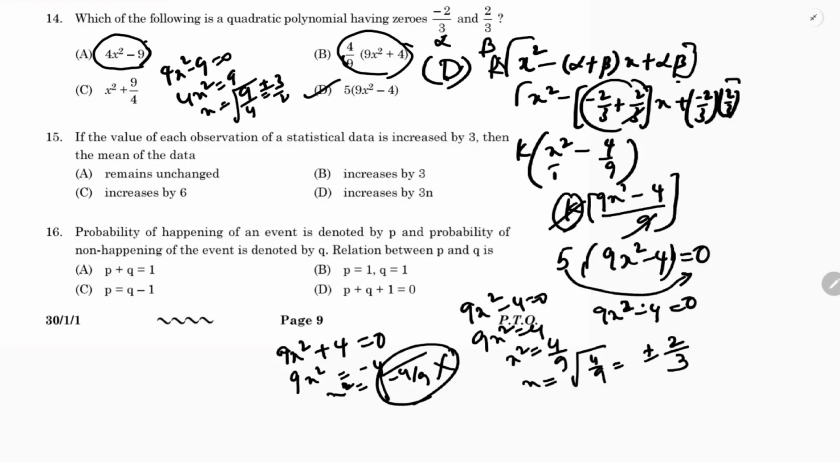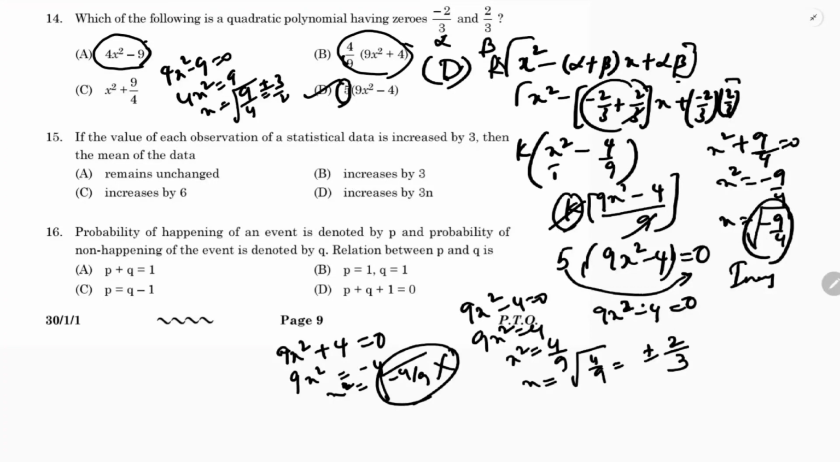The next one is also x square plus 9 by 4 equals 0. X square equals minus 9 by 4. X equals root minus 9 by 4. Inside the root, if it is negative, it is imaginary. So the correct option is D. Here I told you they twisted it because here they gave one other constant 5. Next question.